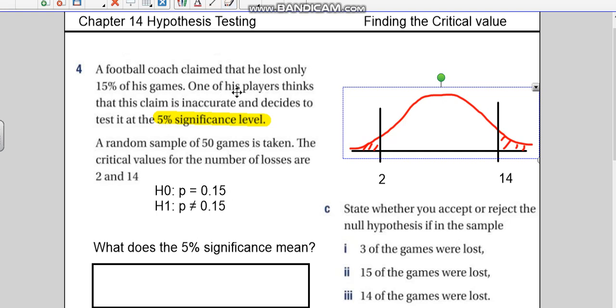The player thinks this is inaccurate. He doesn't say whether it's bigger or smaller than that, so we're just saying that P is not equal to 0.15, which means we've got a two-tail test. So this tail here and this tail here.